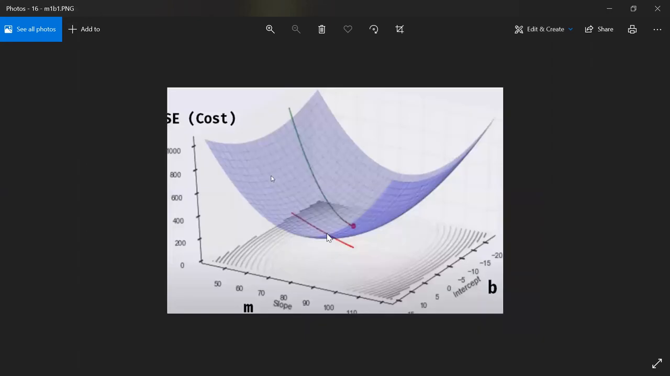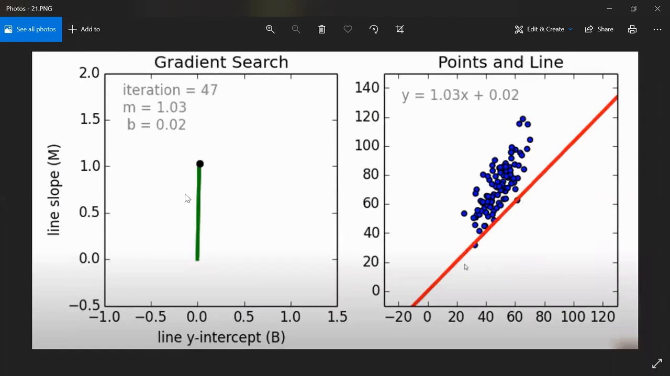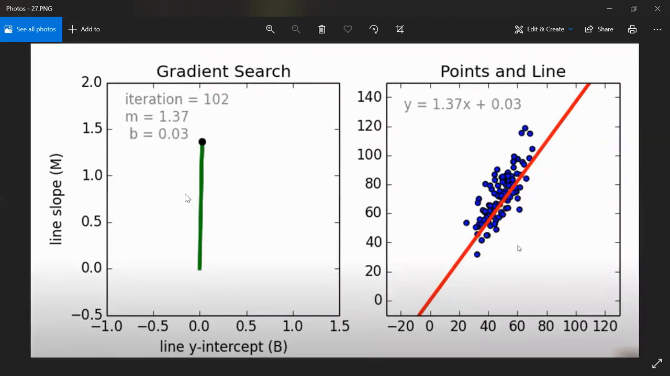I wanted to show you some of the graph. So gradient search points and lines. If I keep increasing my intercept, see this M 0.21, B 0, my iteration is 6. So here we go. This is another point. When I keep on increasing the points, I try to reach the best fit line. I hope you understand. Check this one.